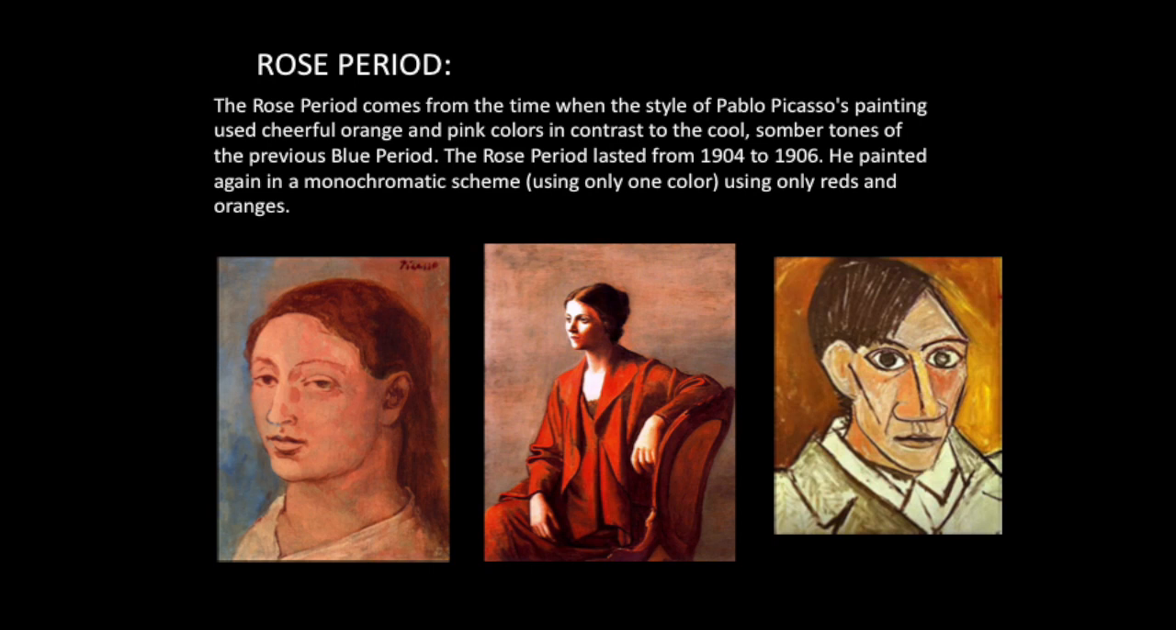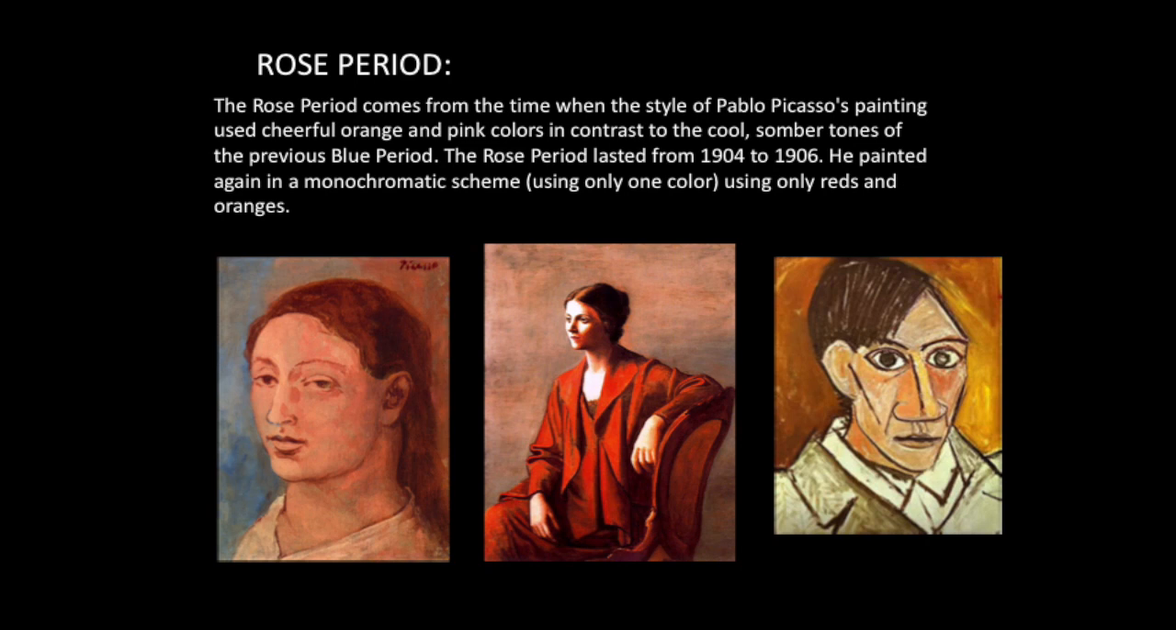His next period is the Rose Period. This is the time when his paintings started to become a little bit more cheerful. And the reason for that, believe it or not, is because he got married. During this time, Picasso would use cheerful colors of orange and pink, and these colors would contrast with the cool and somber tones of the previous Blue Period. He was still creating monochromatic schemes using only one color, and he would use only these reds, oranges, and pinks. This period lasted from 1904 to 1906.